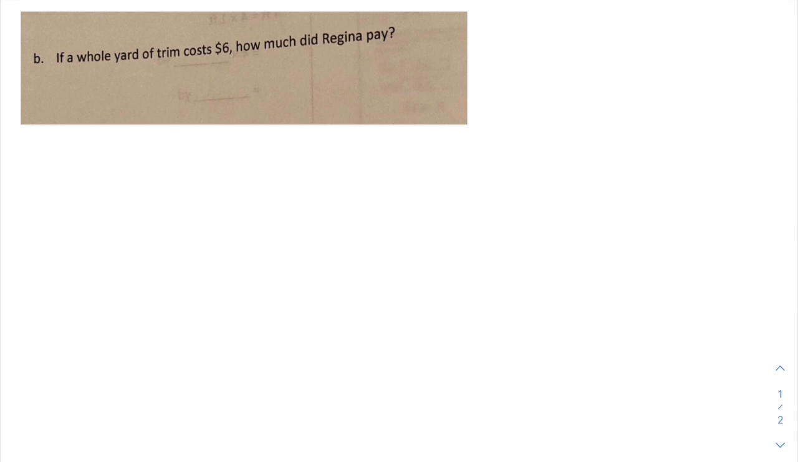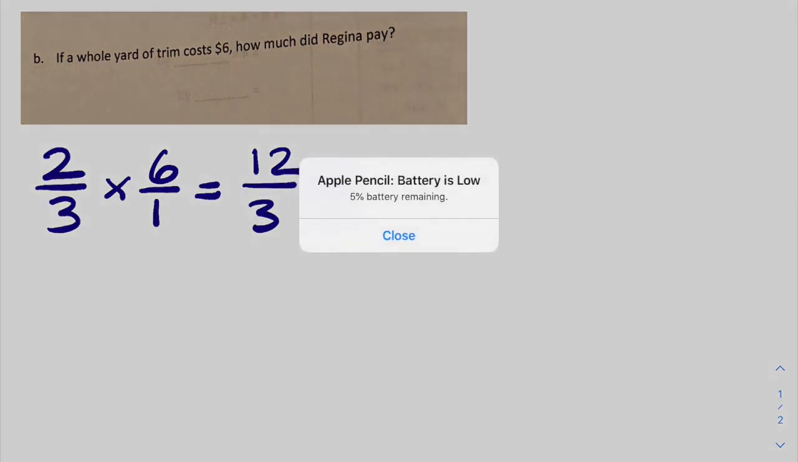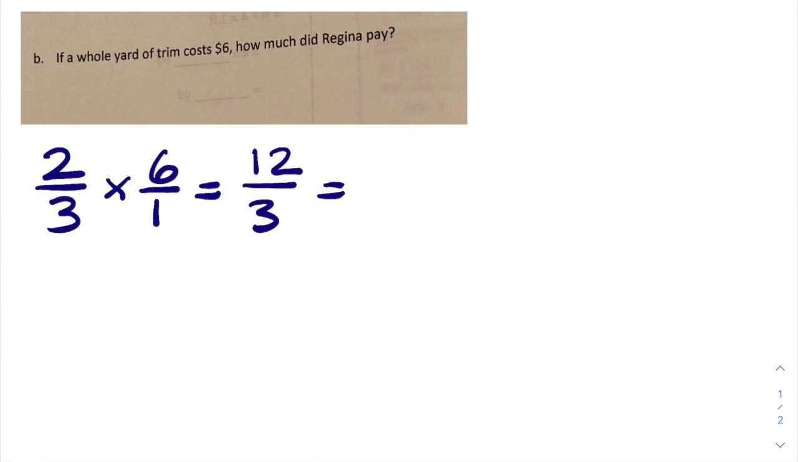So now give part B a try and see how much did Regina pay. Okay, so we know that she got 2/3 of a yard of fabric, and each yard costs $6. So we need to multiply that times 6. Okay, 2 times 6 is 12. 3 times 1 is 3. We can simplify that to $4.